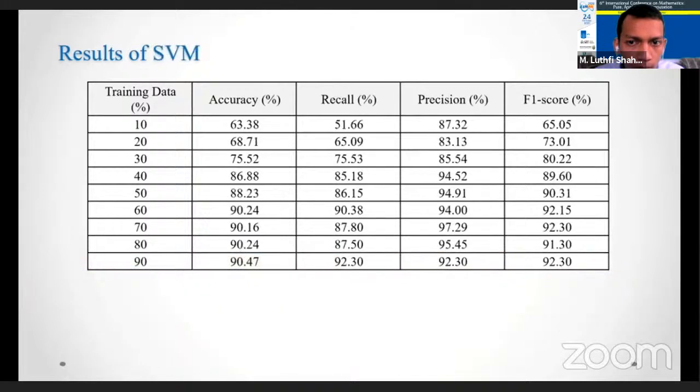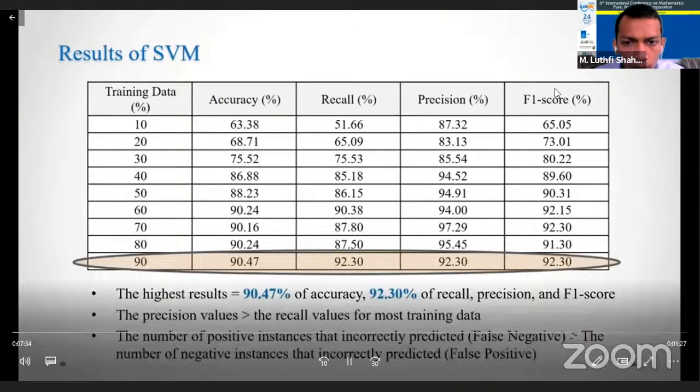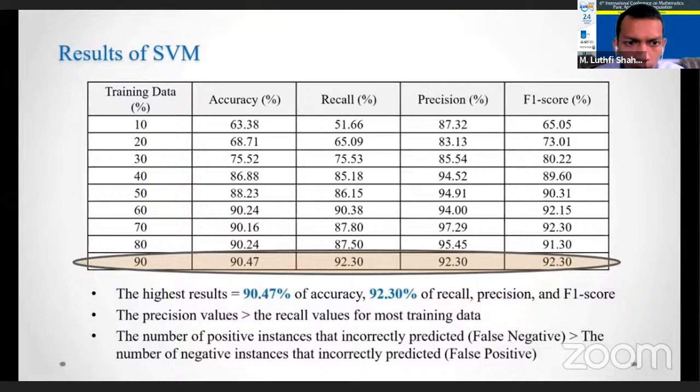Next is the results of SVM. SVM also produced higher results using 90% of training data with 90.47% of accuracy and 92.30% of recall, precision, and F1 score. The precision values were higher than the recall values. This implies that the false negative was higher than the false positive.